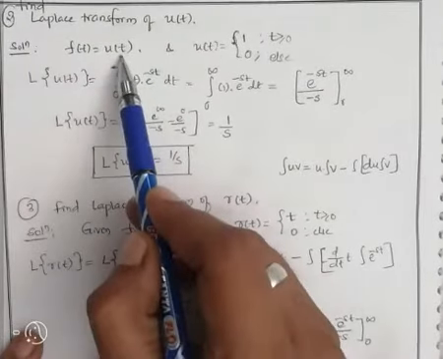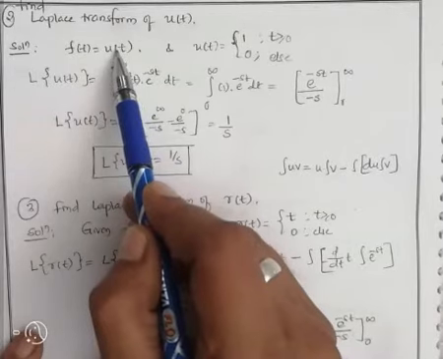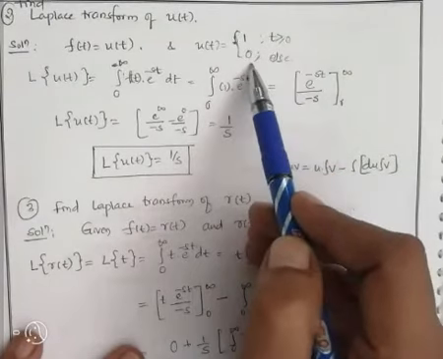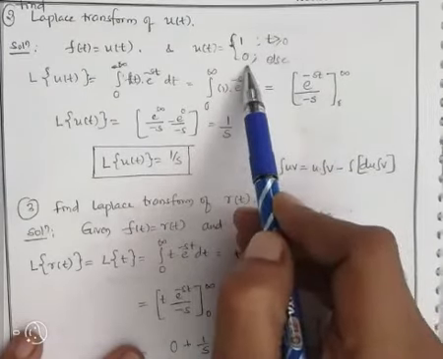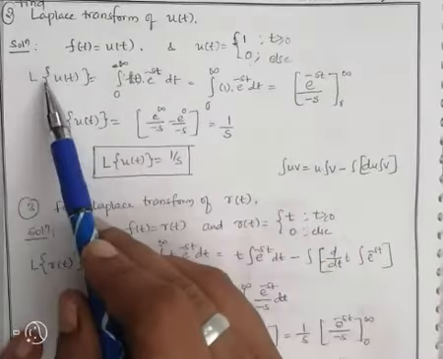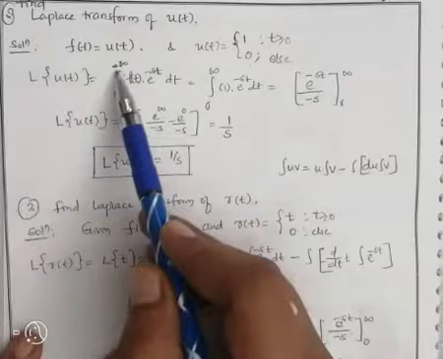I'm going to write the definition of the step function, that is u of t equal to 1 if the value of t is greater than or equal to 0, else it is 0. Okay, let us substitute this value in the definition of the Laplace transform. Hence, the Laplace transform of u of t equal to integration over the limits.